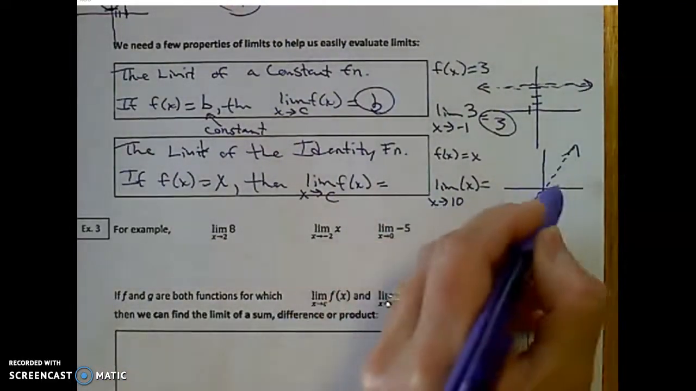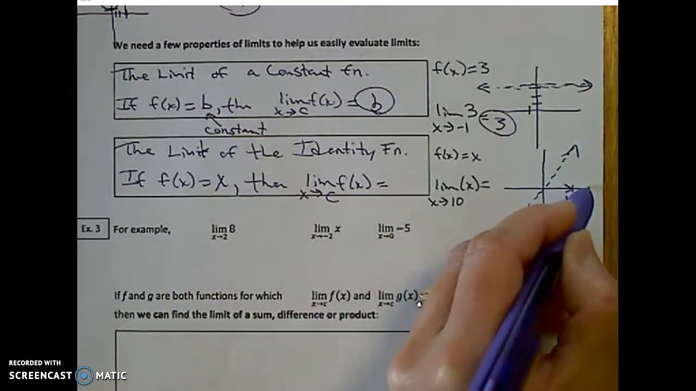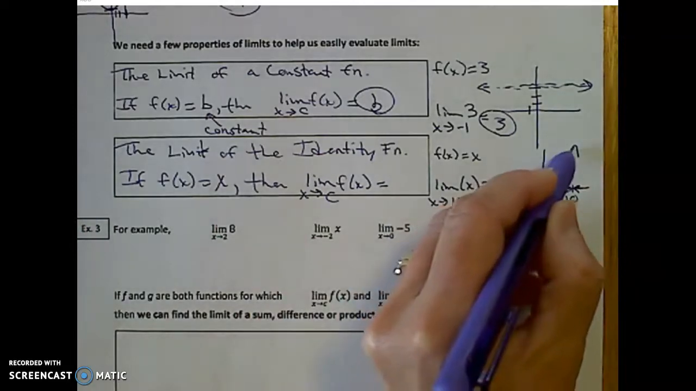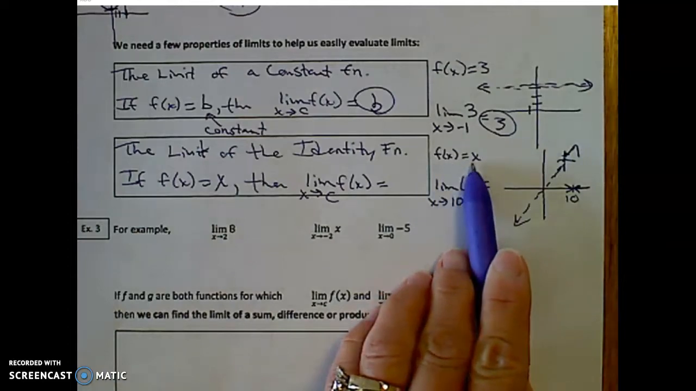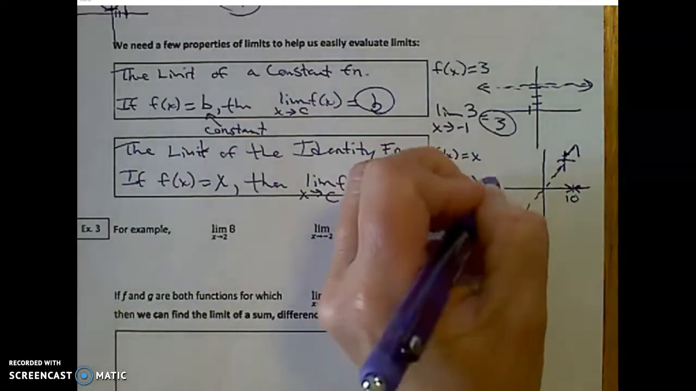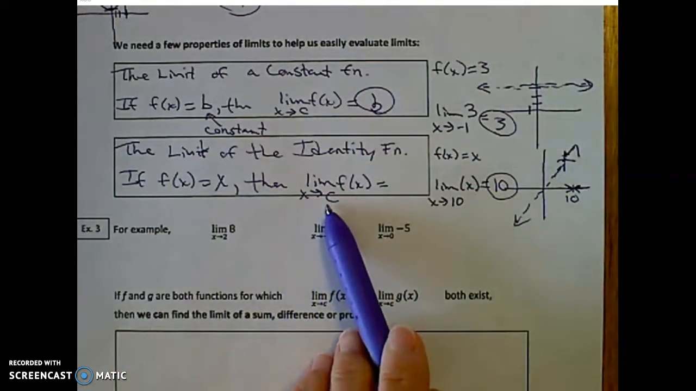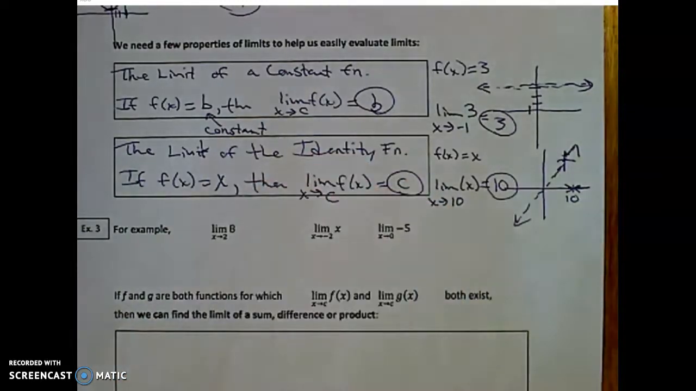As x values approach 10 over here, what do my function values approach? Plug in 10, I get an output of 10. That's why we call it the identity function. And my y values approach that same thing, which is 10. So for whatever constant I plug into the identity function, that limit is going to equal that value.